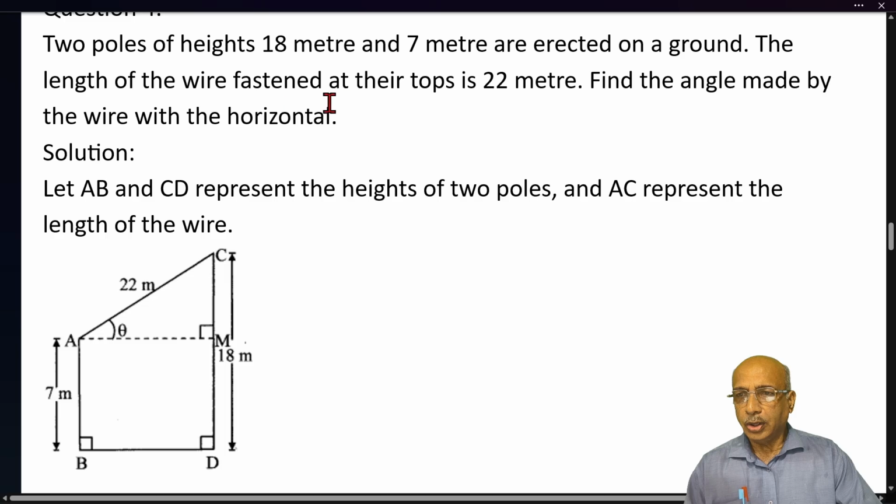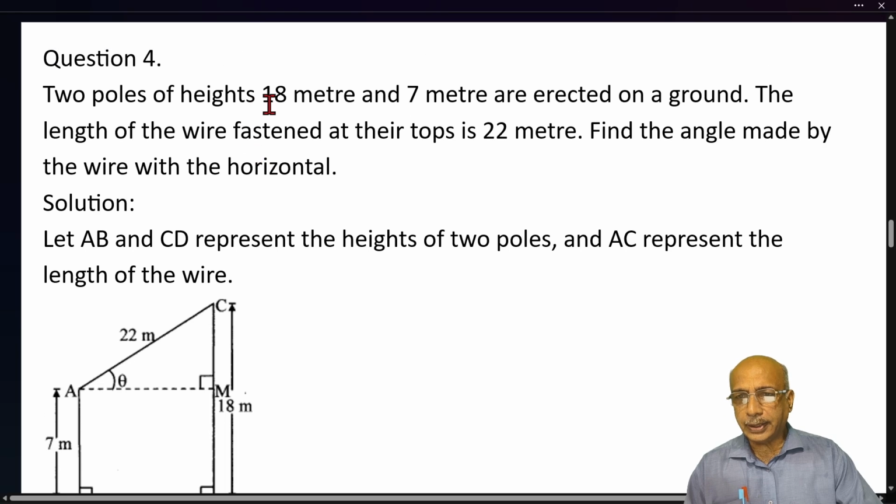Next problem. Two poles of heights 18 meter and 7 meters are erected on the ground. The length of the wire fastened at their tops is 22 meter. Find the angle made by the wire with the horizontal.